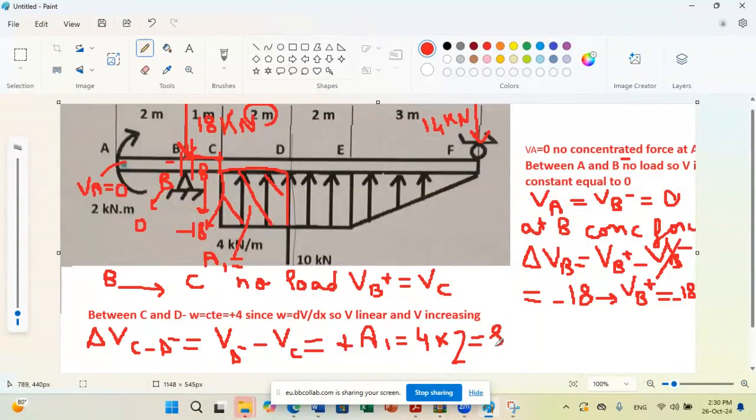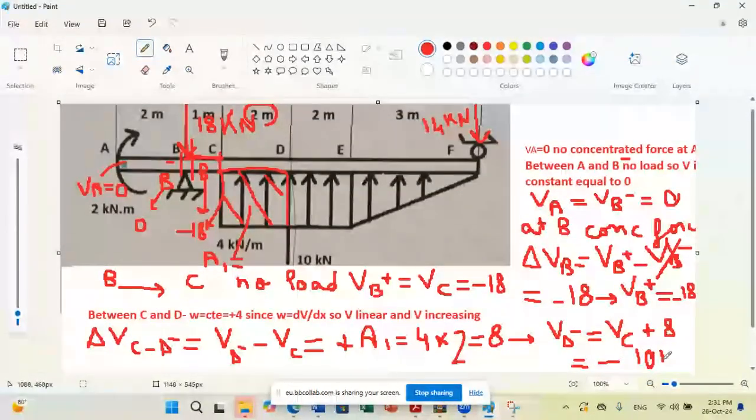So what do we deduce? We deduce that VD minus is equal to VC plus 8. And we know VC, what is the value of VC? It's equal to VB plus, which is minus 18. So now we can say that VD minus is minus 18 plus 8, so it's minus 10. So we have calculated that the shear at D minus is minus 10 kilonewton.